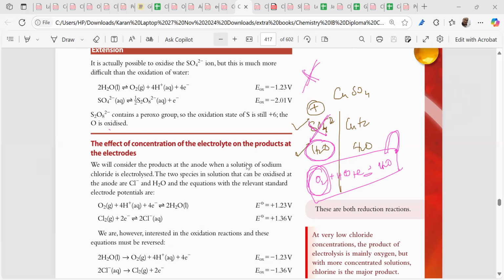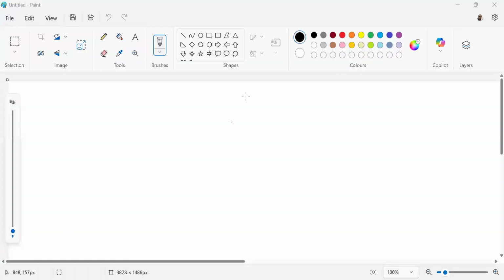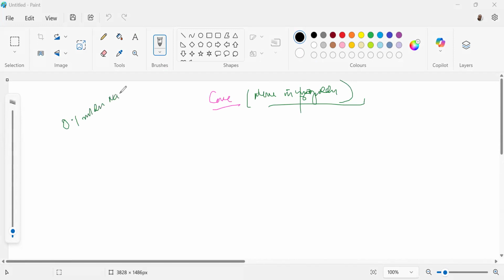Now going to the concentration part, right? When we see the concentration, learn this trick. For concentration, learn this thing: who is more in population will be going. Suppose I'm taking 0.1 moles per decimeter cube NaCl solution. This is a concentrated solution. Always remember this. Suppose I've taken 0.001 mole per decimeter cube NaCl solution. This is a dilute solution. Understood?